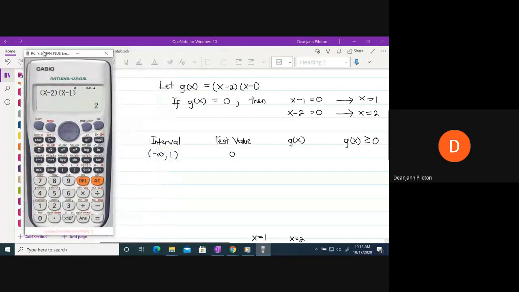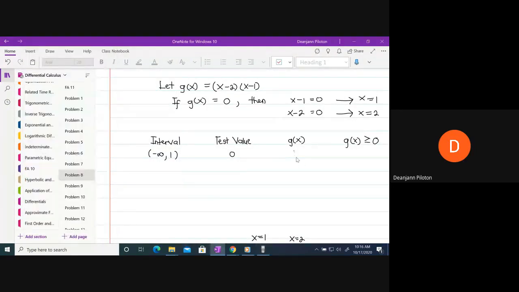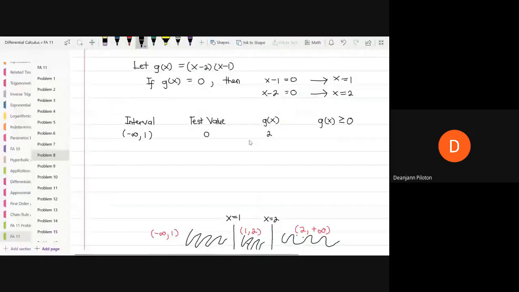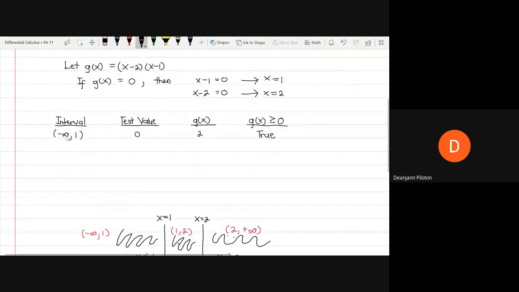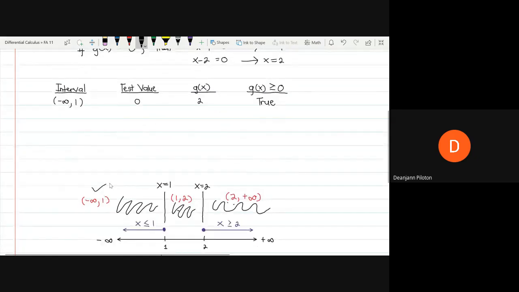Okay, so g of x na ni is 2. So if your g of x is equal to positive 2, is it true that g of x is greater than or equal to 0 with this test value and with this interval? So ang answer is, of course, positive 2 is greater than 0. So ang imuhang remarks diri is true. So that is a true statement. Therefore, kanang interval is part of the solution. So after confirming na kanang interval is part of the solution, check na siya, included siya.